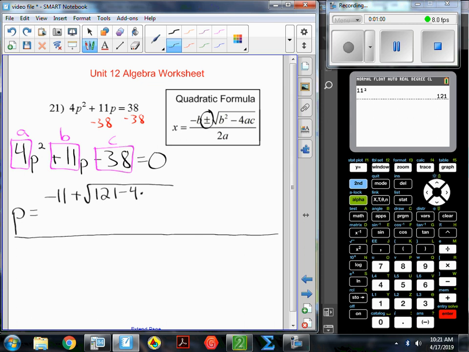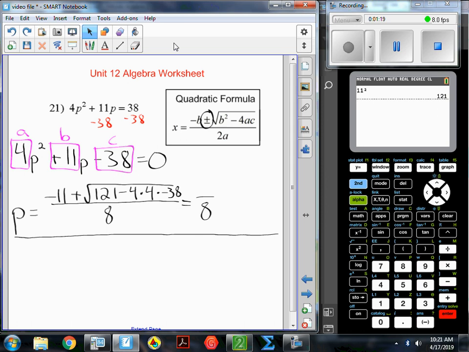Minus 4 times a, which is 4, times c, which is negative 38, all over 2 times a. 2 times a is 8. It's going to equal something over 8. I always type in the 2 times a value. I always figure that out first and write that down.